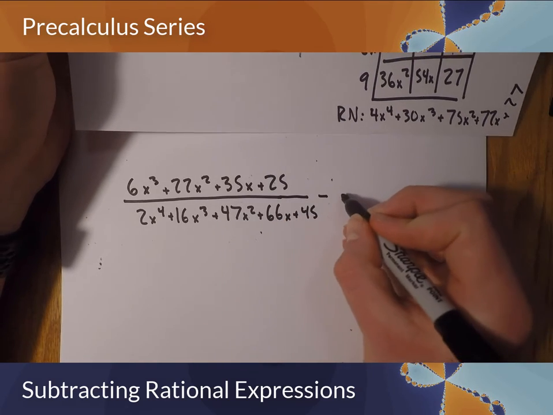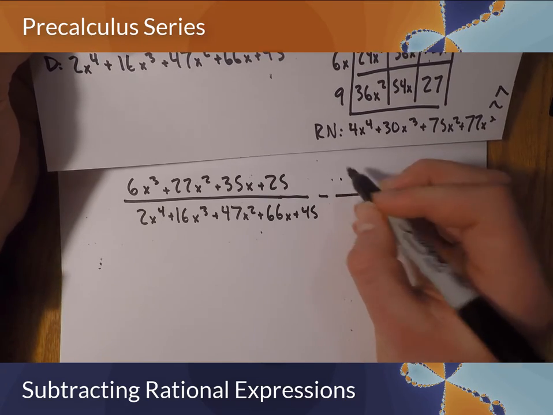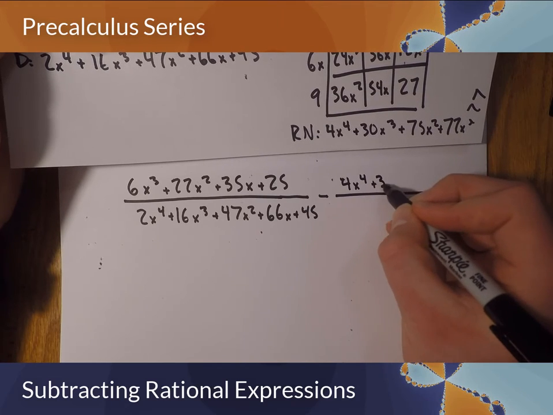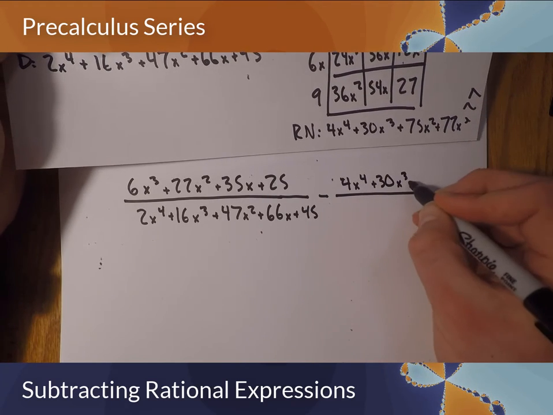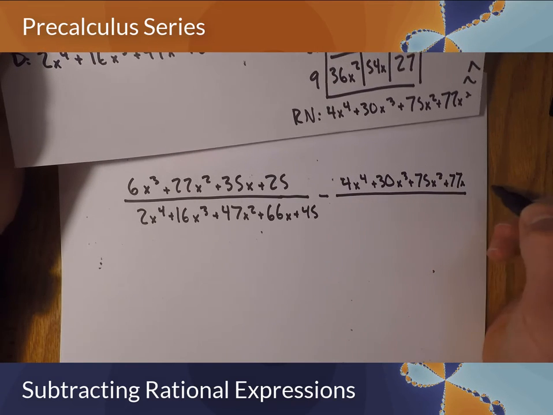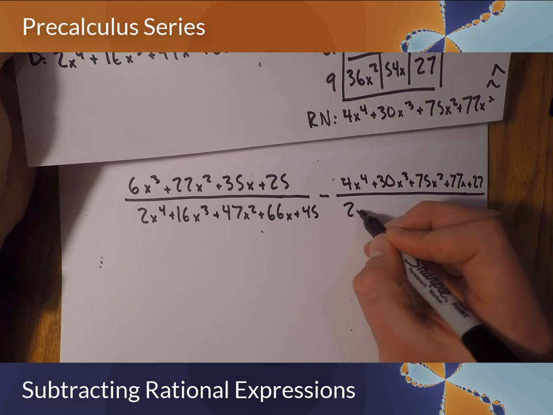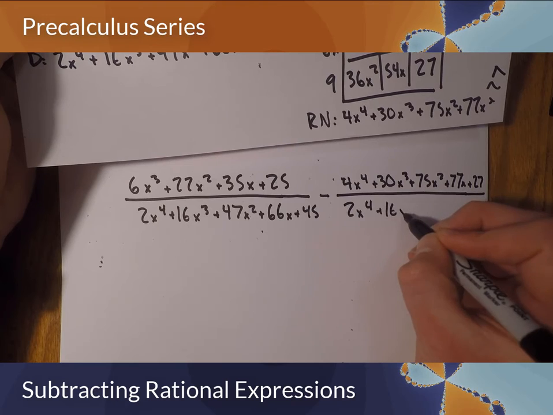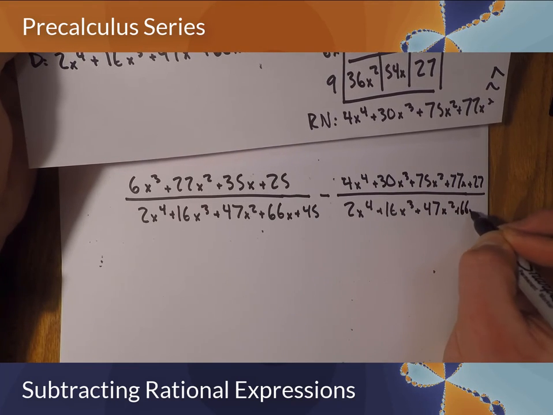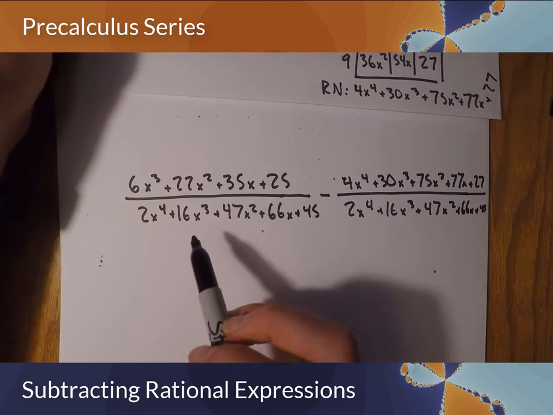And then we're going to subtract from it, here's our right numerator, 4x to the fourth plus 30x cubed plus 75x squared plus 77x plus 27. And that's all over 2x to the fourth plus 16x cubed plus 47x squared plus 66x plus 45. And so now we just subtract.